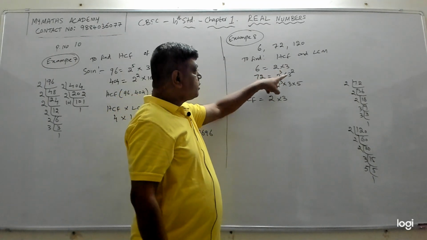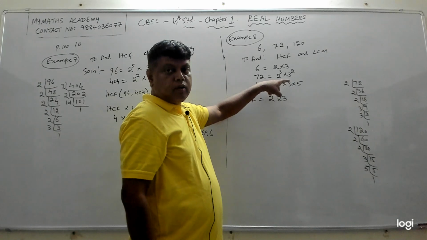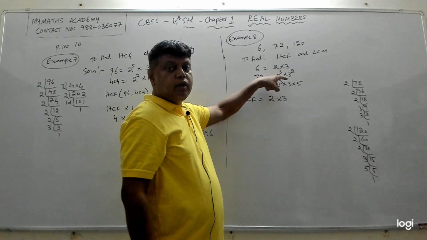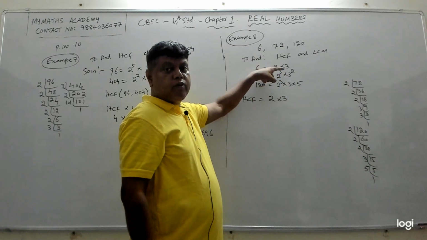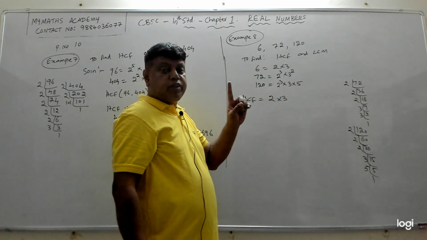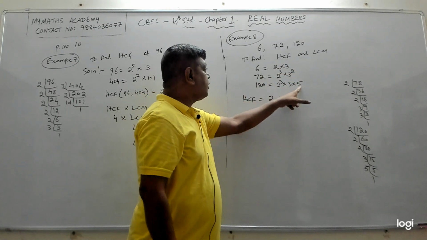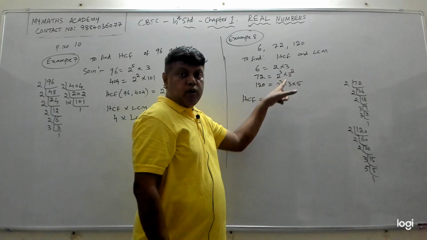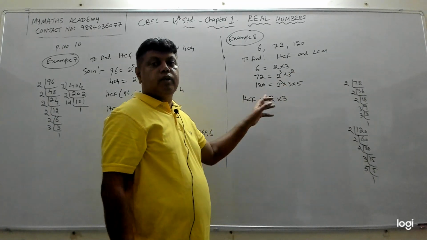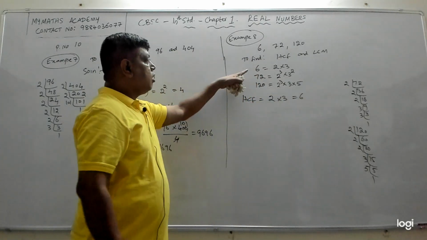This is 3, this is 3 square, this is 3 power 1. Which has the lowest power? For 3, it is 3 power 1. Then any other number? No, 5 is there, but 5 has to be in all the three. Only then will we consider it. If not, we will not consider it. We will leave it. So what is 2 into 3? 6 is the HCF of all these three numbers.